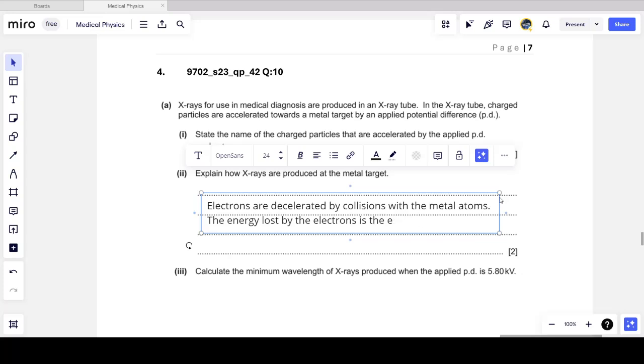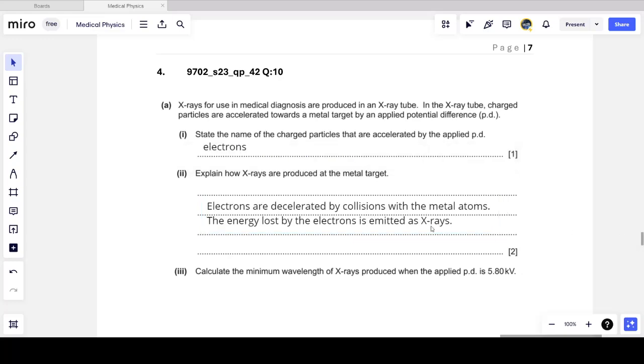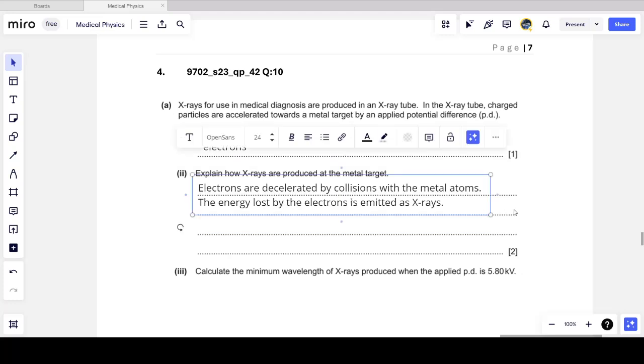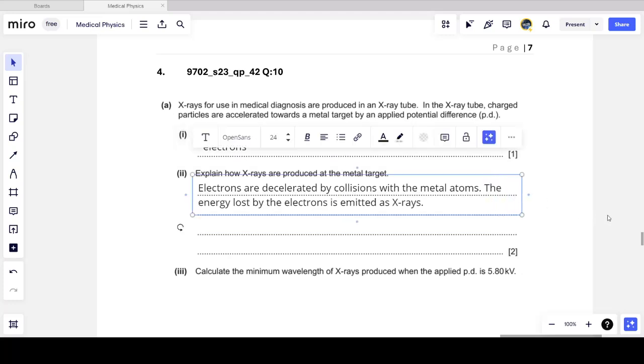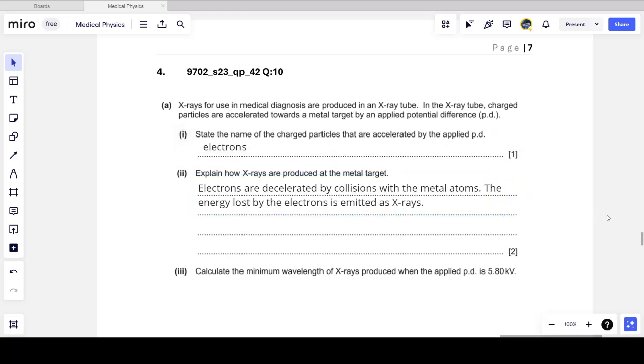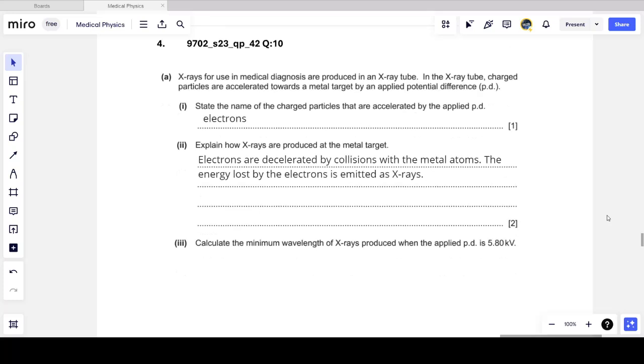So the energy lost by the electrons is then emitted as X-rays. So by decelerating the electrons, by electrons losing energy when they collide with the metal atoms, that energy is given off in the form of X-rays. So E is equal to hf for the energy of the X-ray photons. And that's how X-rays are produced at the metal target.